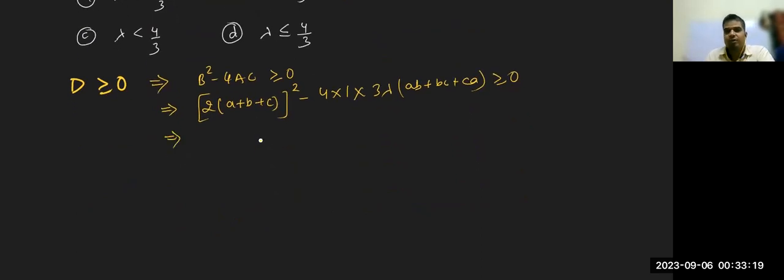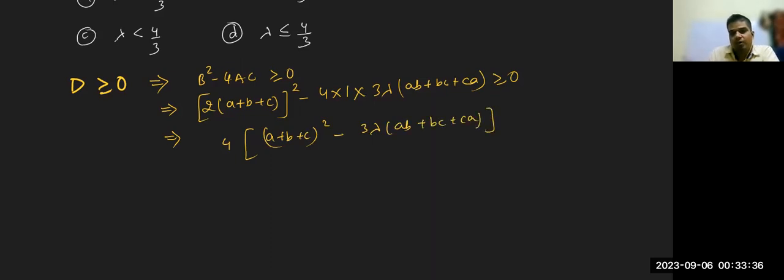So here 2 square is 4, and we can take 4 common from both sides. What we are left with is 3 lambda times (ab plus bc plus ca). I hope all of you understood this. This is simple mathematical solving of inequalities. Since 4 is a positive number, if it goes to that side, the sign of the inequality remains unchanged.